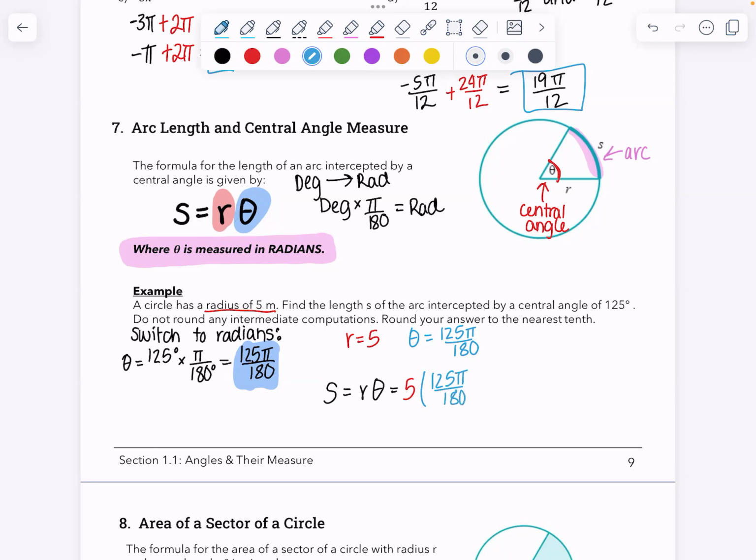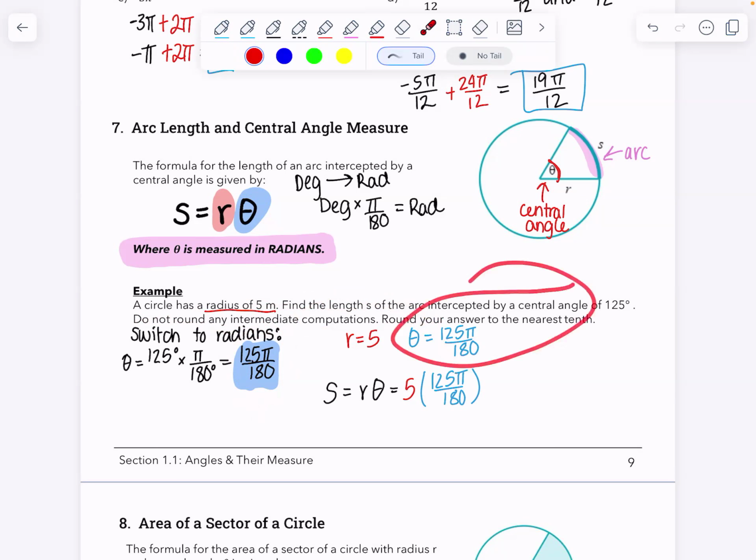It's really important that you don't do any intermediate rounding if you're not told to. This says do not round any intermediate computations. That intermediate one would be this one here. So if you took this number, put it into a calculator and got a decimal out of it, and then used that decimal over here, you might get the wrong number. That's what it means to not do any intermediate rounding.